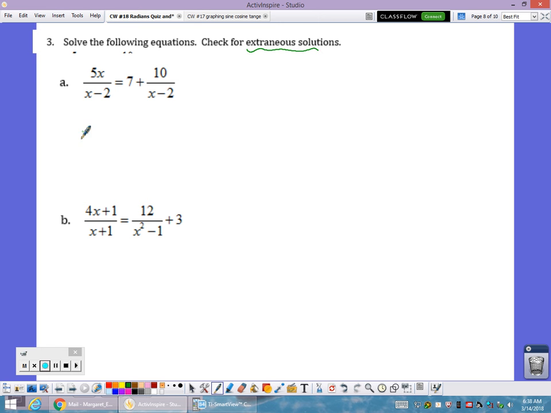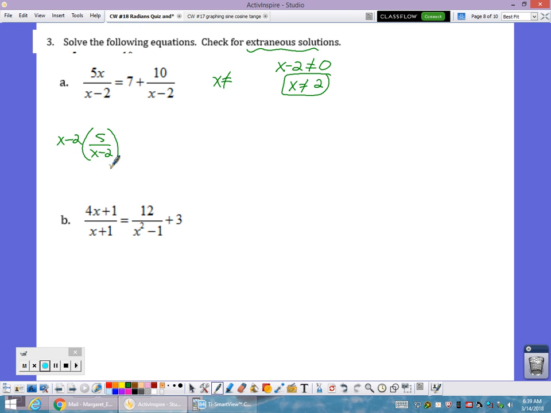But before we even start, let's look and say, well, x is not allowed to equal what value? If we look here, x minus 2 cannot equal 0. If I add 2, x cannot equal 2. So that gives us our restriction when we set that denominator equal to 0. If we want to clear out that denominator, we're going to need to multiply both sides by x minus 2.